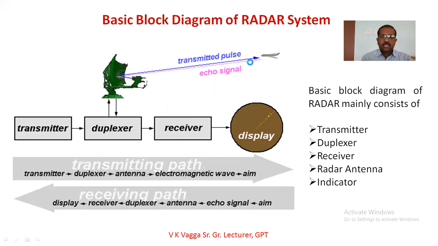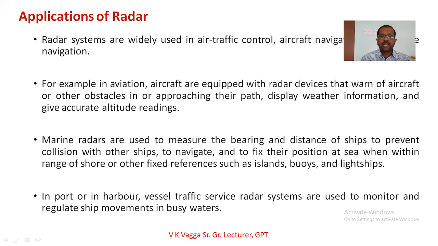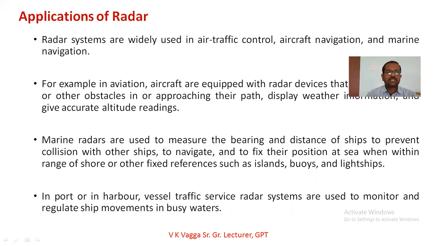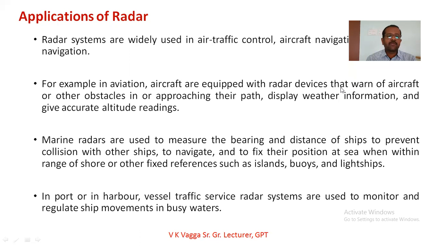Understood? And after that, if you take the applications of the radar, it is being used in a number of applications here. Radar systems are widely used in air traffic control, in aircraft navigation, and in marine navigation, in the sea, in the ocean. And if you take an example of aviation, the aircraft are equipped with radar devices that warn of other aircraft or other obstacles in or approaching their path. It displays weather information, and it can also give accurate altitude readings.